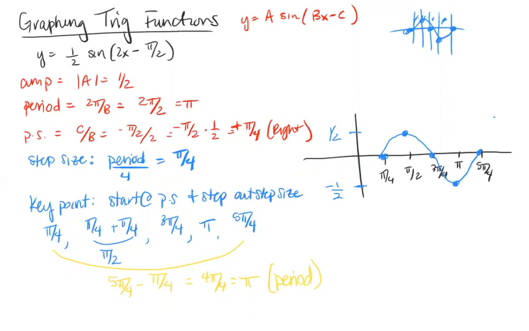And graphing cosine is really similar. It's the same steps, just cosine starts at 1 and goes down typically. So if a is negative, you would start at negative your amplitude. It would be flipped.